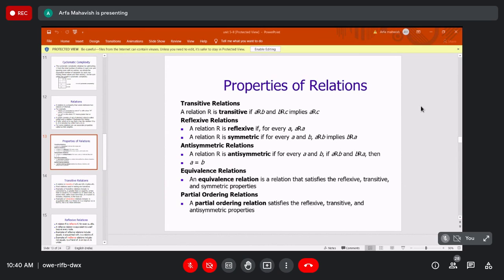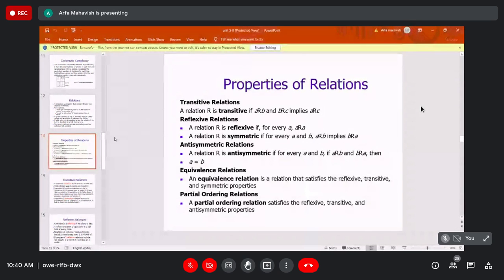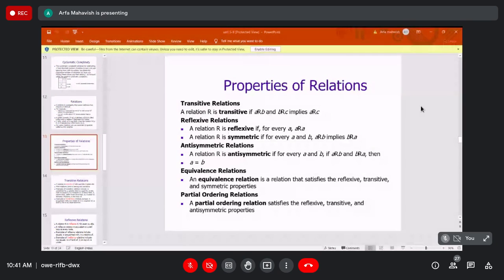So for example, you have two nodes A and B. A is traveling to B with ARB, and B is traveling to A with BRA. So this is called the symmetric relation. Next we have the anti-symmetric relation. That relation we represent in the form of ARB or BRA.